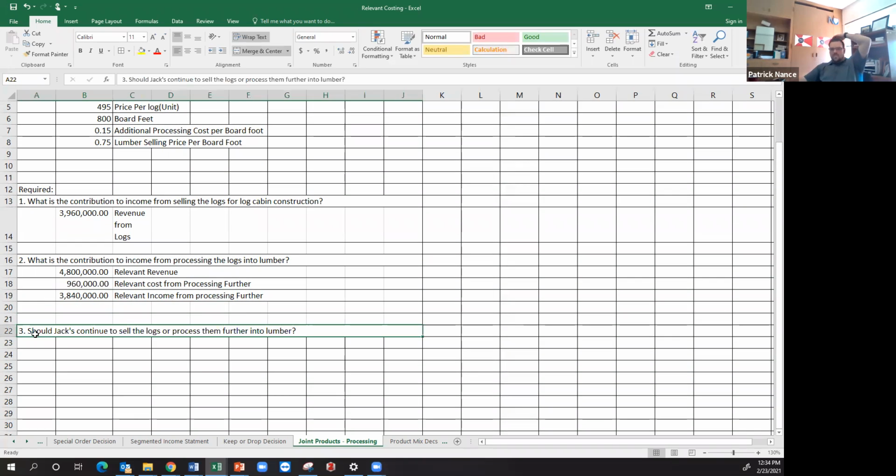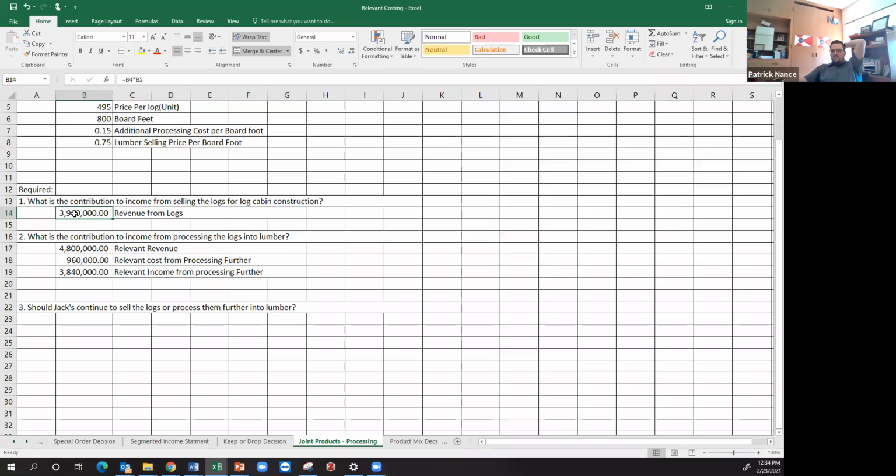So this says, should Jack continue to sell logs or process them further into lumber? So the two numbers I'm comparing are this 3.96 million here, and this 3.84 million here. And obviously, the idea would be that we want to make more money, not less. So we should not process these further. We should keep them as logs because I make more money leaving them as logs rather than continuing to process them further.